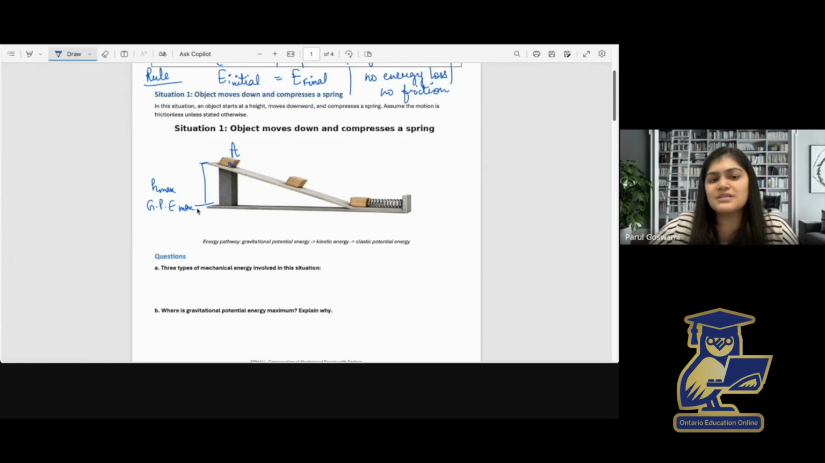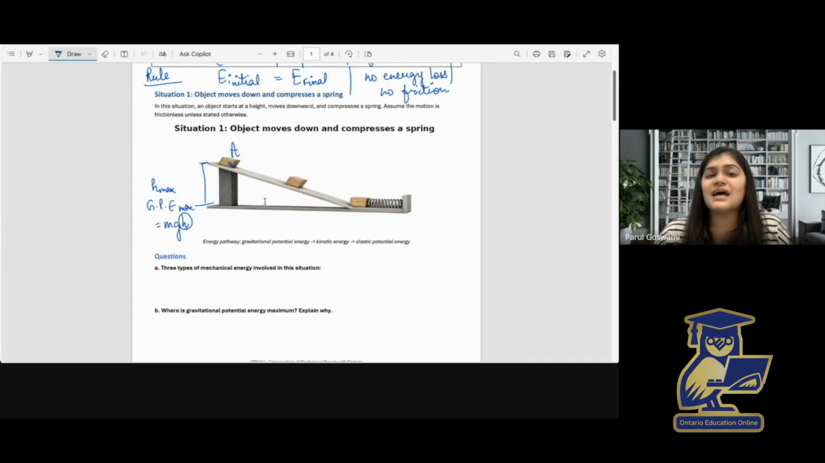Why will this be maximum? Because GPE depends on m, g, and h. m is constant, not going to change. g is acceleration due to gravity, not going to change. So if we change the height, GPE will change. And since we have maximum height at point A, GPE will be maximum at point A.